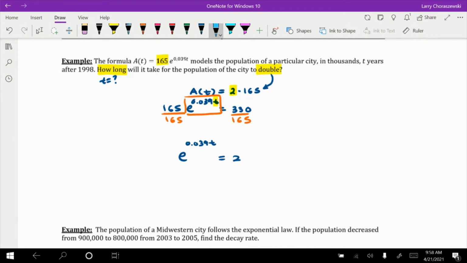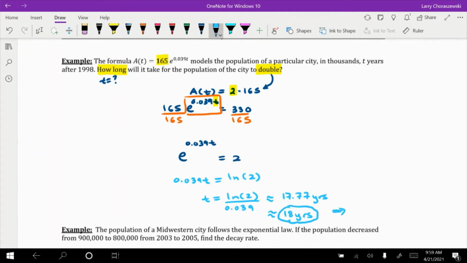By virtue of the BS method, we're going to get 0.039t equals the natural log of 2. And then you can divide each side by 0.039. And this comes out to about 17.77 years, which I'm going to round even further to 18 years, because that'll make it a little bit easier to figure out in what year this happens.